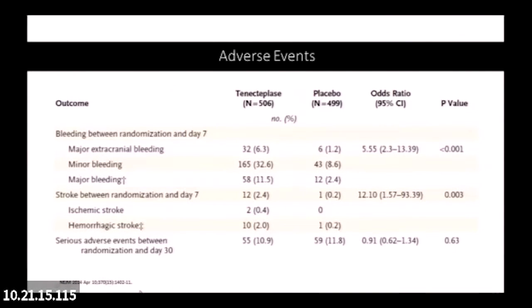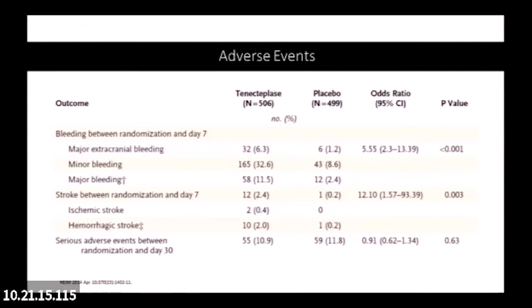However, it is not without a cost. The cost is huge. In the TNK group, there is a much higher hemorrhagic stroke rate. It's 2%, and in placebo only 0.2%. That's 10 times higher for intracranial bleeding. So therefore, thrombolysis is not approved for submassive PE at this point.